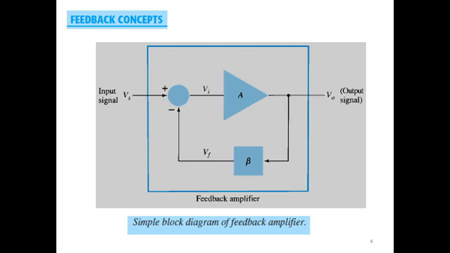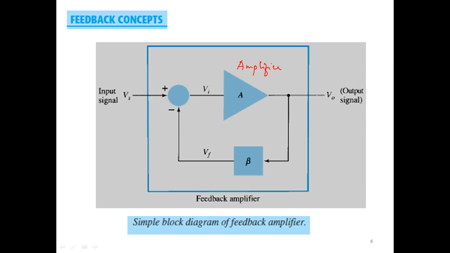So we had discussed the feedback concept. What do we mean by feedback? What is the usage, and what are the benefits of feedback? In a general sense, taking a small portion of the output signal and feeding it back at the input is called feedback. Feedback could be positive or negative. That was the simple block diagram of a feedback amplifier, wherein there are two main important blocks. The first block, which is triangular in shape, is the amplifier.